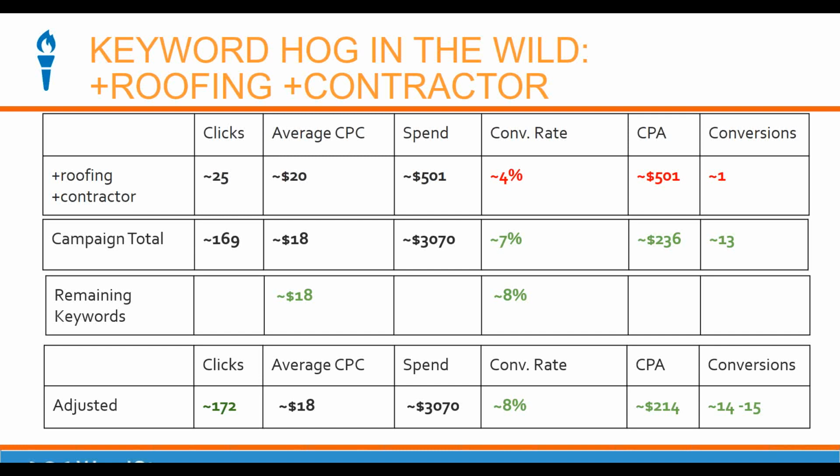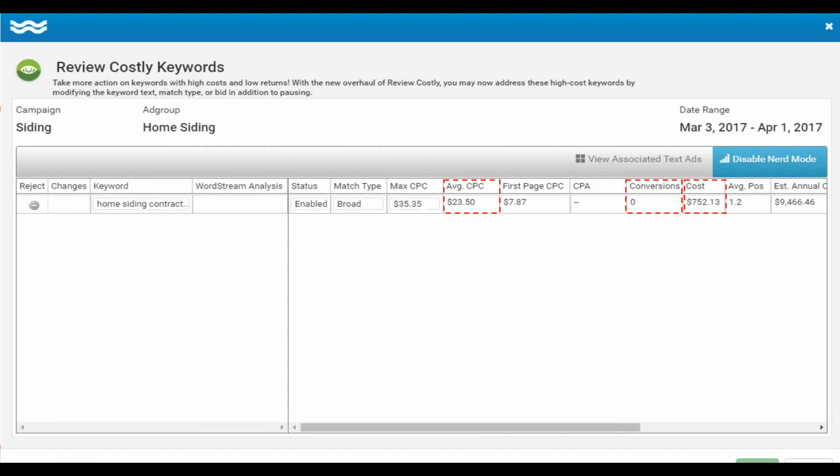So I know what you guys might be thinking at this point. This is a lot of math and a lot of work. You're telling me I need to do this kind of analysis to identify the costly keywords to eliminate from my account? No, thank you. So there is a shortcut that actually WordStream has to help with this very issue. And that is our review costly keywords alert. So jumping to a different campaign example, in this case, we're going to take a look at a siding campaign.